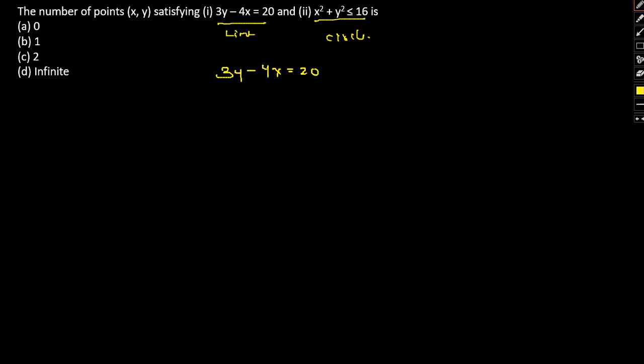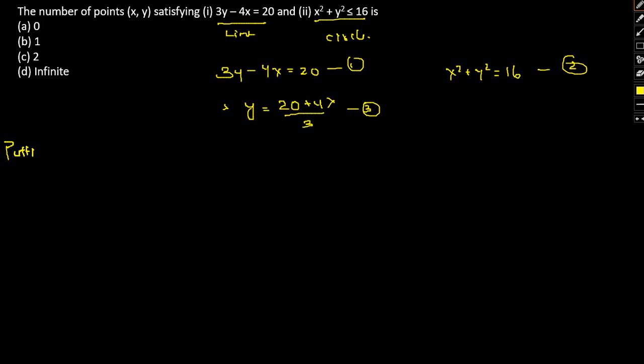3y minus 4x is equal to 20 and x squared plus y squared, let's say, equal to 16. Okay, from here we can say y equals (20 plus 4x) by 3. We can write that. So now say this is 1, this is 2 and this is 3. So putting 3 in 2, we have x squared plus ((20 plus 4x) by 3) whole squared equal to 16.